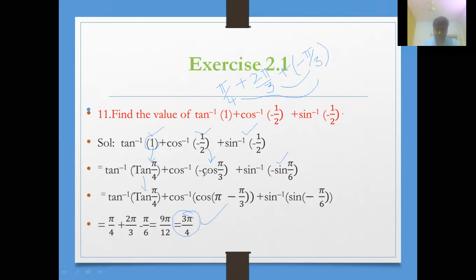Now here this minus, how can I write minus cos x as? Can I write cos of minus x? No, because what is the range of cos inverse? 0 to pi. That's why we have to write minus cos x as cos of pi minus x. Below pi only, angle is acceptable. Okay, 0 to pi. So pi minus pi by 3 I can write.